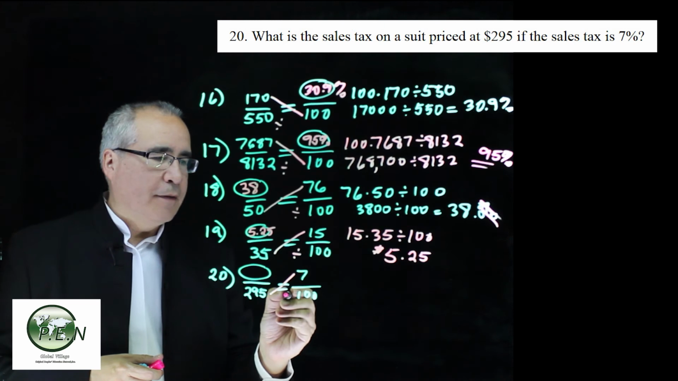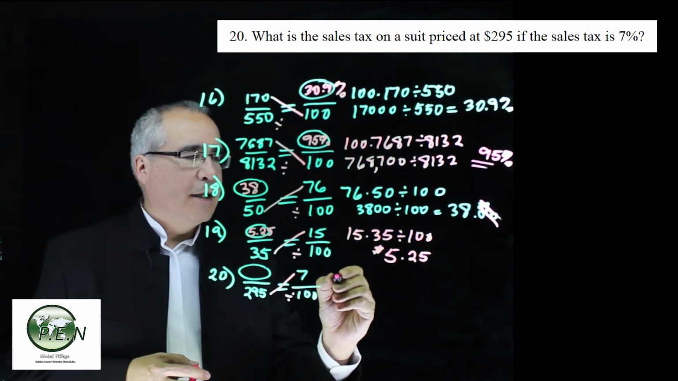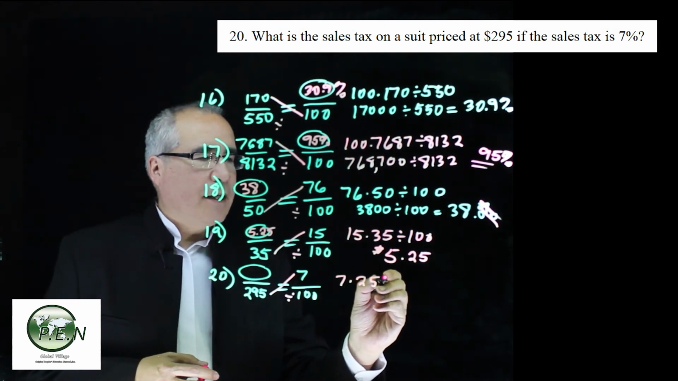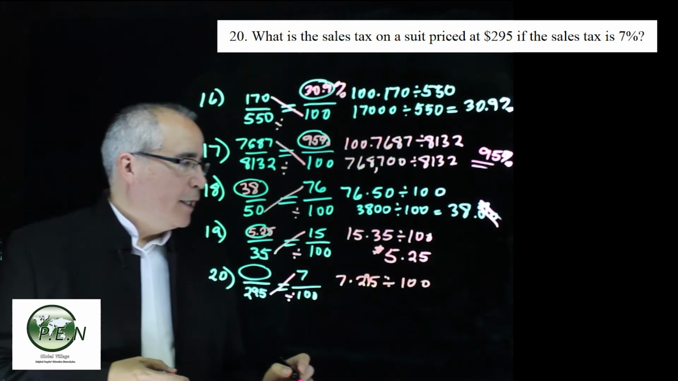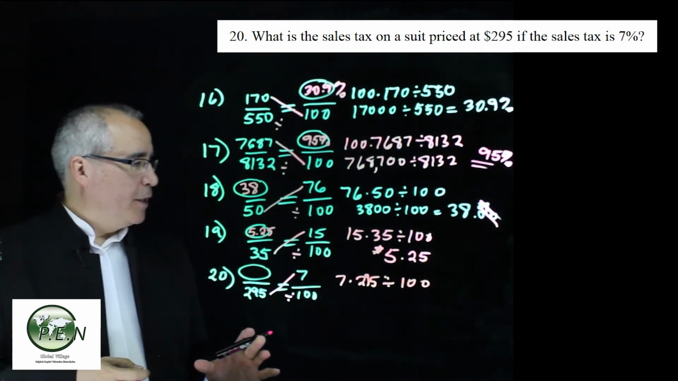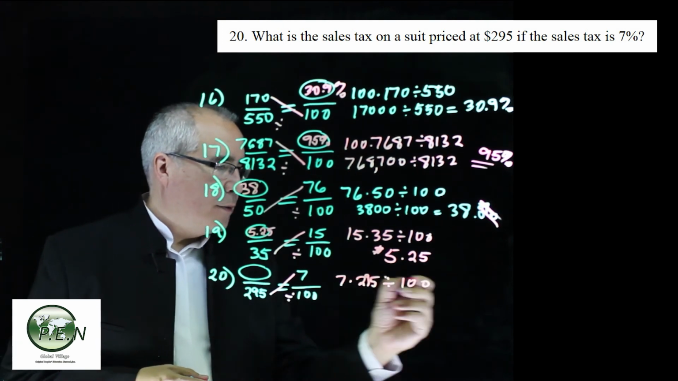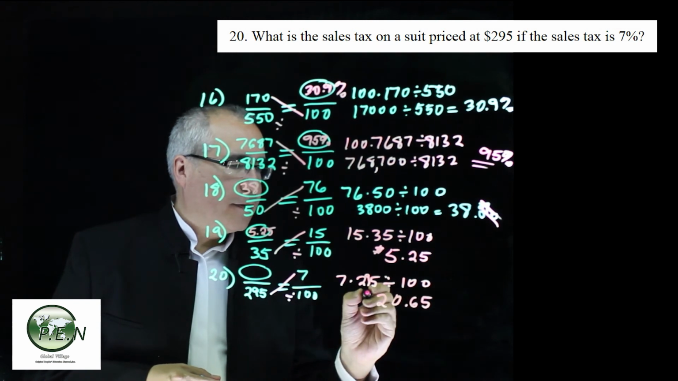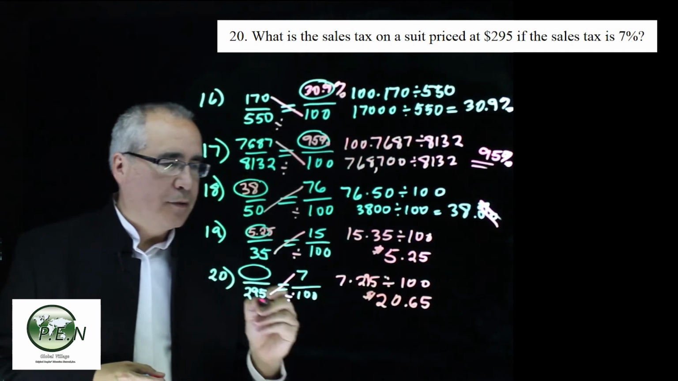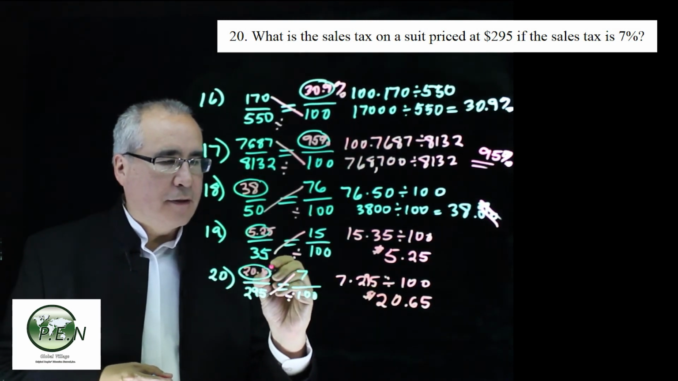7 times $295 divided by 100. And when we do that, we get a total of $20.65.